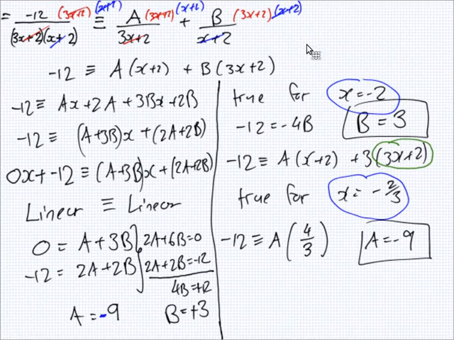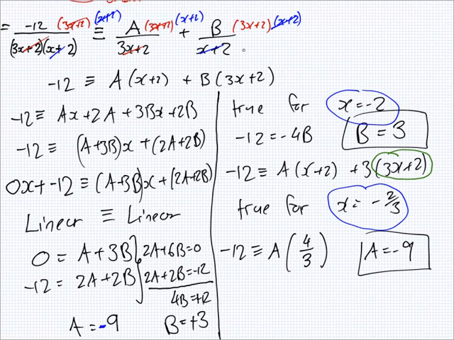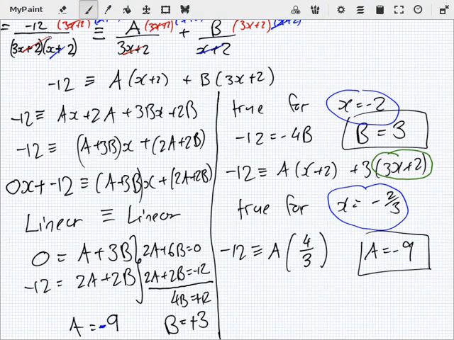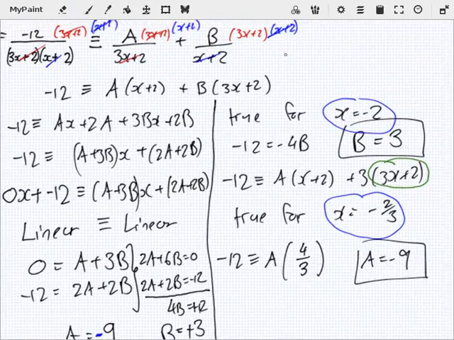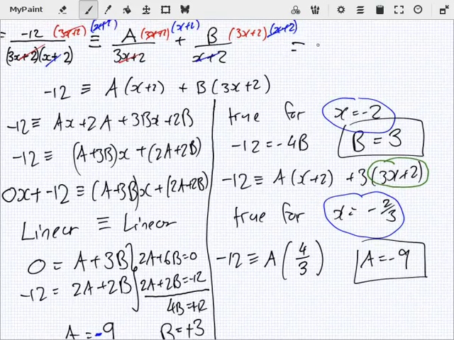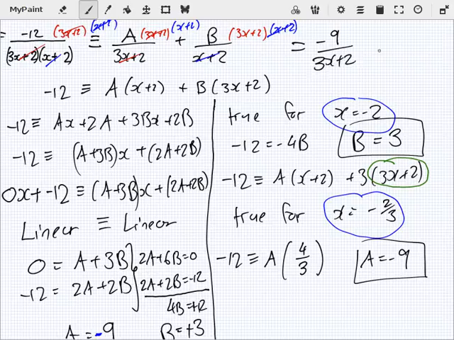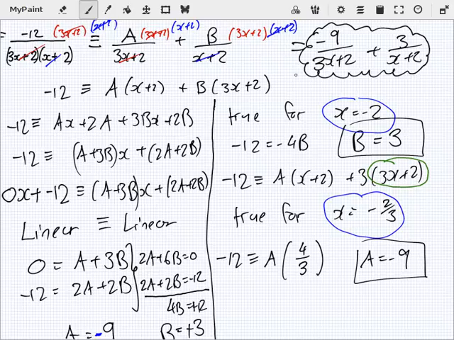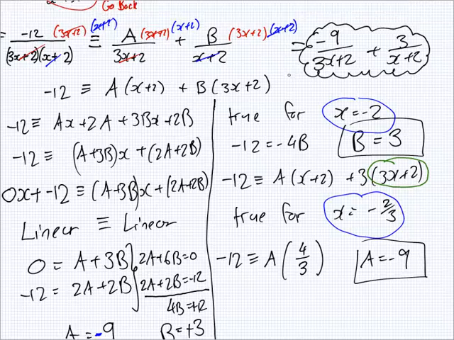So if I go back up to my question, I now know that this thing I had at the start, I have my a and b. It's the same as minus 9 over 3x plus 2 plus 3 over x plus 2. That's the answer. If you add these together, you do get what I had at the start.